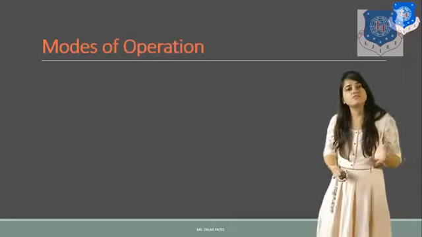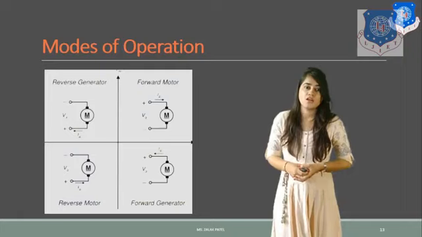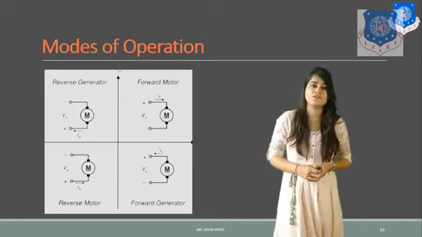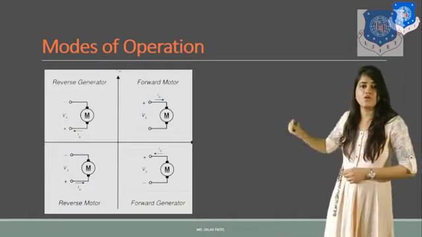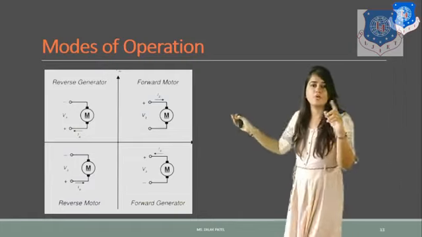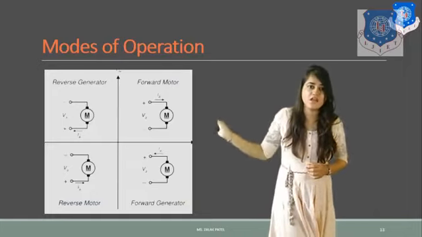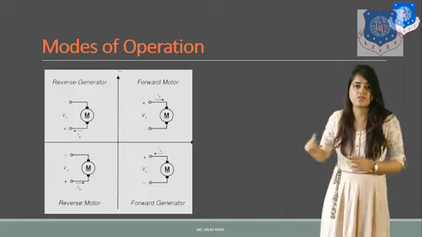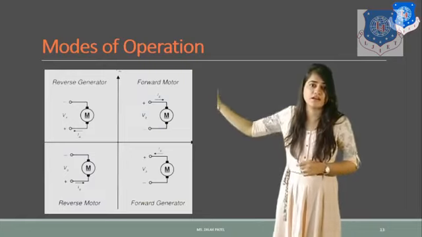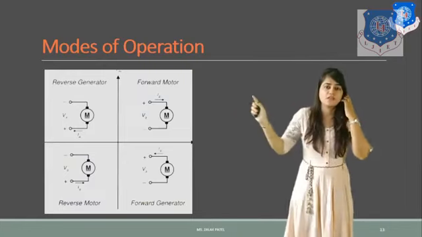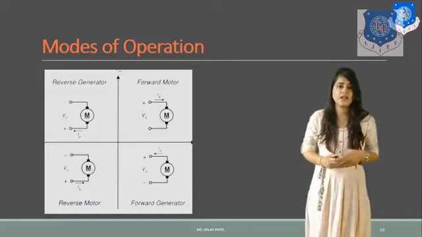Now let's see the different modes of operation. So here it can be operated in 4 different modes: reverse generator, forward motor, reverse motor and forward generator. So here in case of the first, let's talk about the forward motor. So here the polarity of voltage is in a forward mode, means on the upper side the positive is there and on the lower side negative is there. So it will be operated in a clockwise direction. You can also know the current direction for the forward motor, that it goes from left to right side, means in a clockwise direction it gets operated.